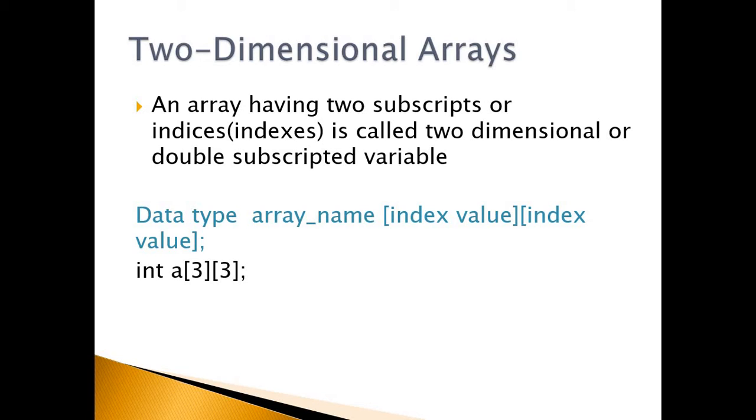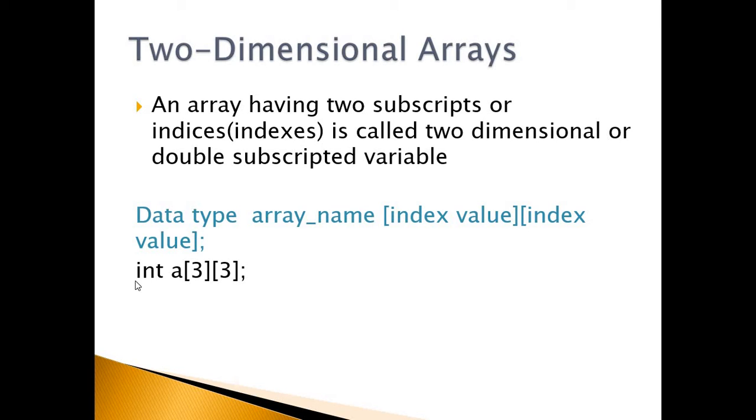columns. So two subscripts or two indexes are required here, one which will keep track of the row and another which will keep track of the columns. The syntax shows how a two-dimensional array is declared in a C program: data type, array name, the first index value and the second index value.